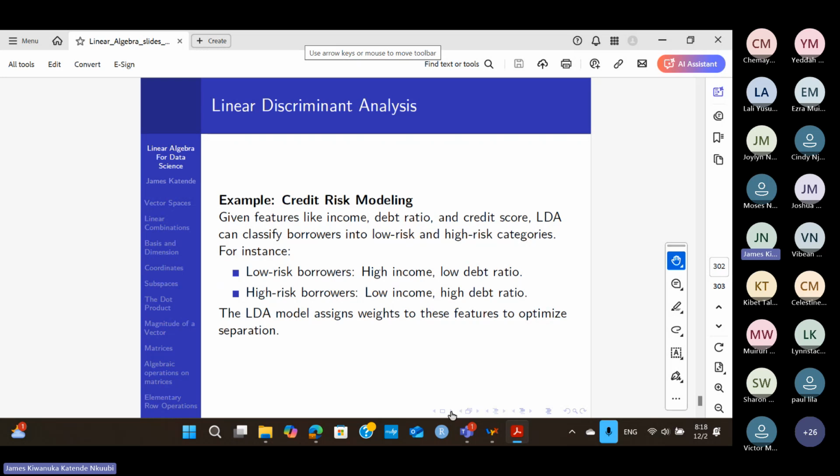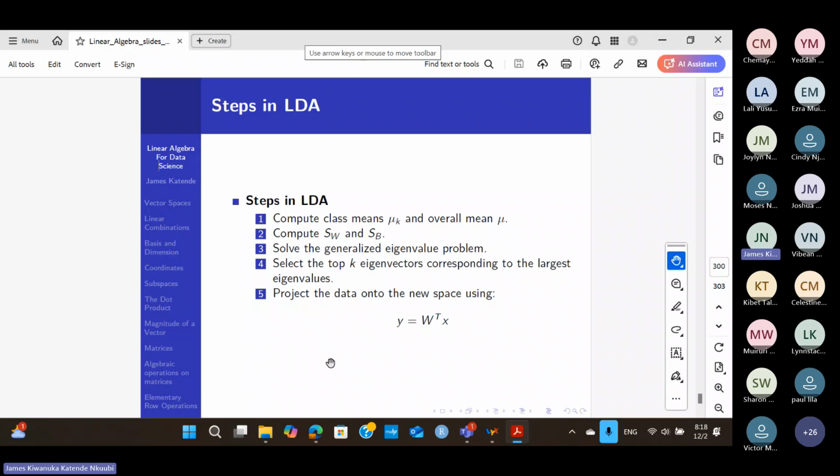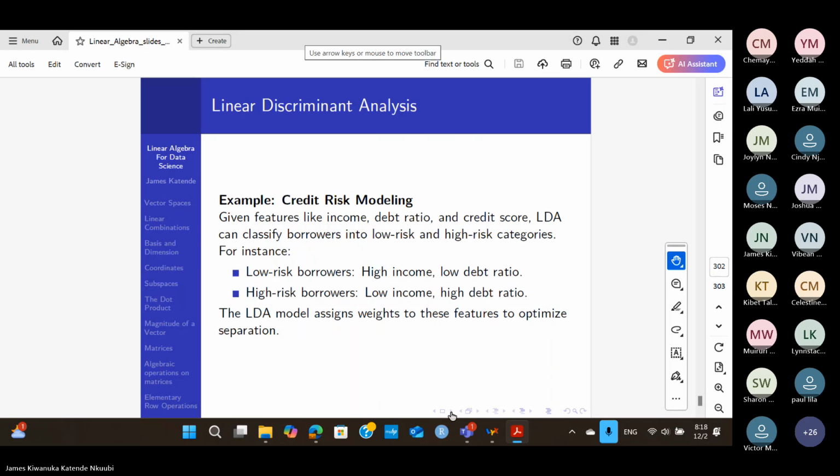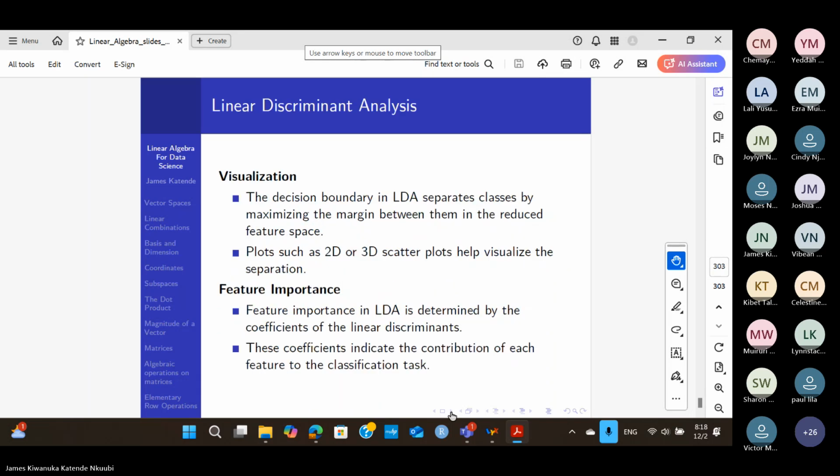So the example we can work on is this credit risk modeling example, where, given some features like income, debt ratio, and credit score, you can tell if a client is a low risk borrower or a high risk borrower. The model will classify them into one of those classes. We shall use some visualization to see how it works.